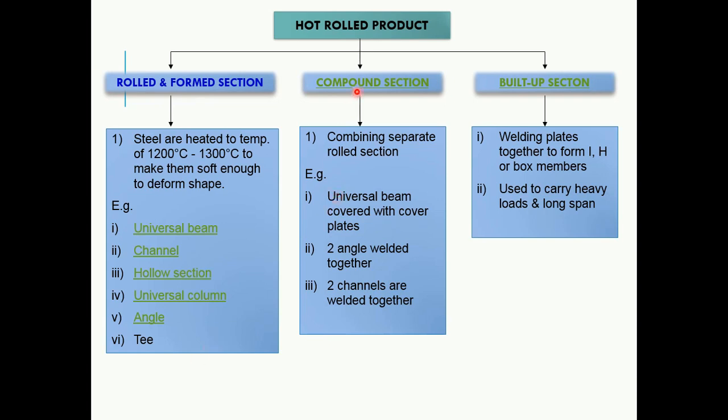The other type of hot roll product is the compound section, where we combine two separate roll sections into one. For example, a universal beam with cover plate, two angles welded together, or two channels welded together. The other type is built-up section, when we weld plates together to form an I section, H section, or box member. Basically it is used to carry heavy load and for long span.